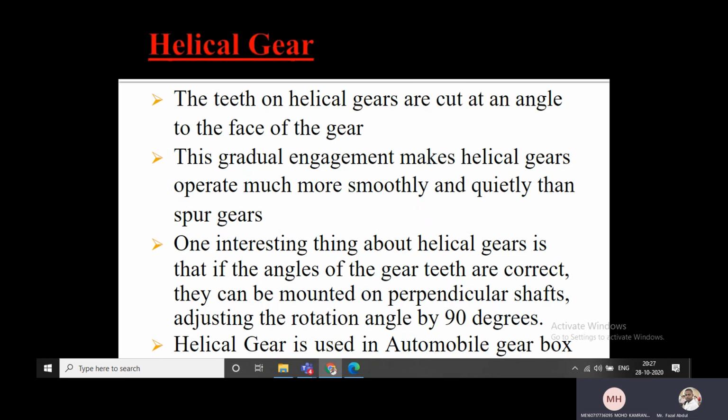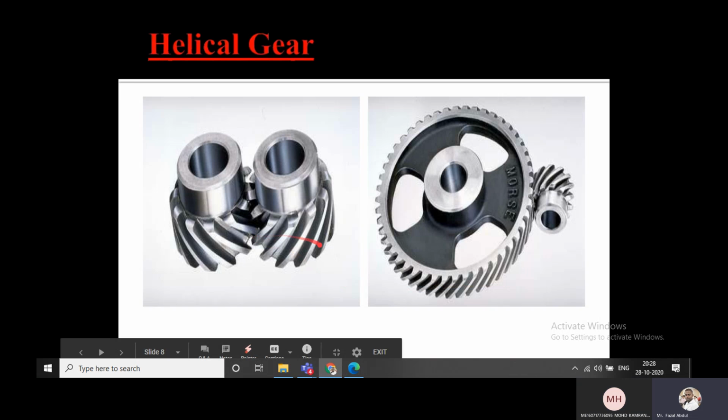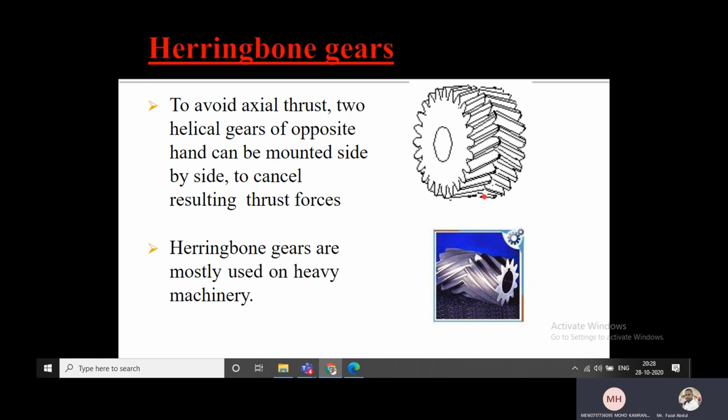Helical gears you can also find in the automobile gearbox. Whatever gears are present in the automobile gearbox are of the helical type. See, this is the helical gear, with an inclined manner.